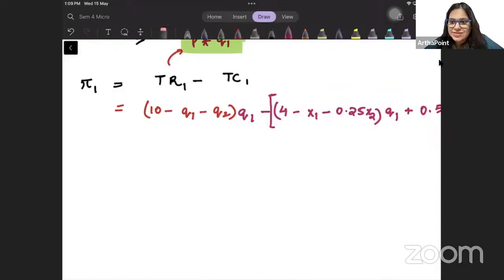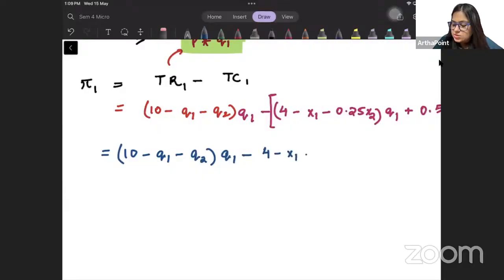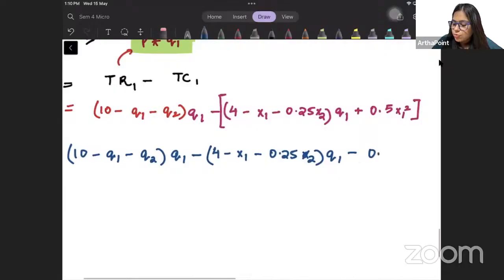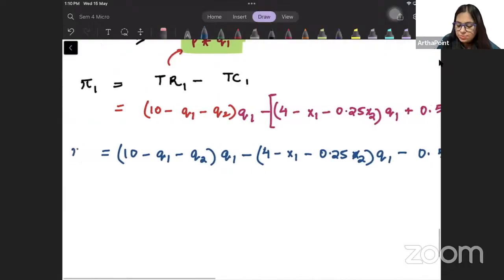Try to understand. So how can I write this profit function, beta? 10 minus Q1 minus Q2 into Q1, minus (4 minus X1 minus 0.25 X2) into Q1, minus 0.5 X1 square. This will be the profit function of firm 1.